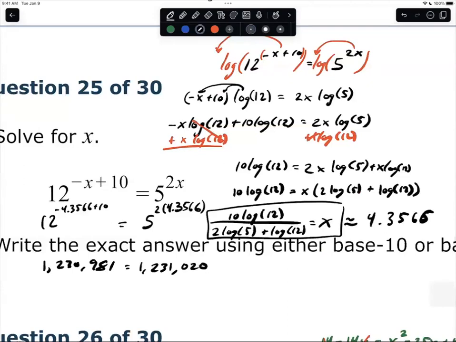1,231,020. They're off a little bit, right? Because we approximated this value here. So this is an approximate value. Well, we gave the exact answer right there. But it does at least give us a little bit of assurance that it's right.